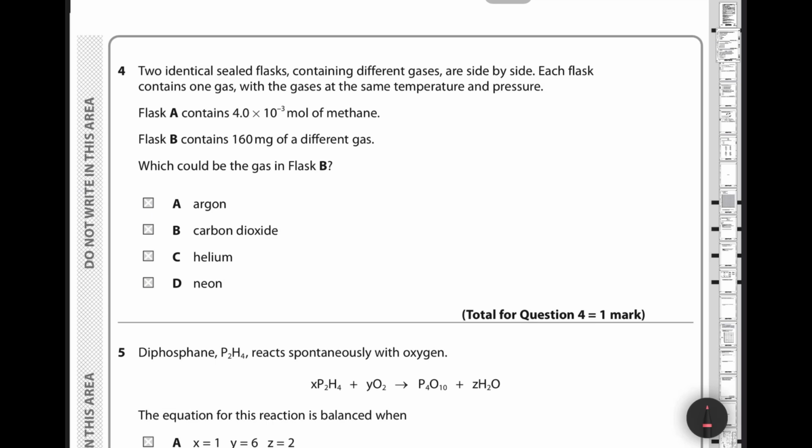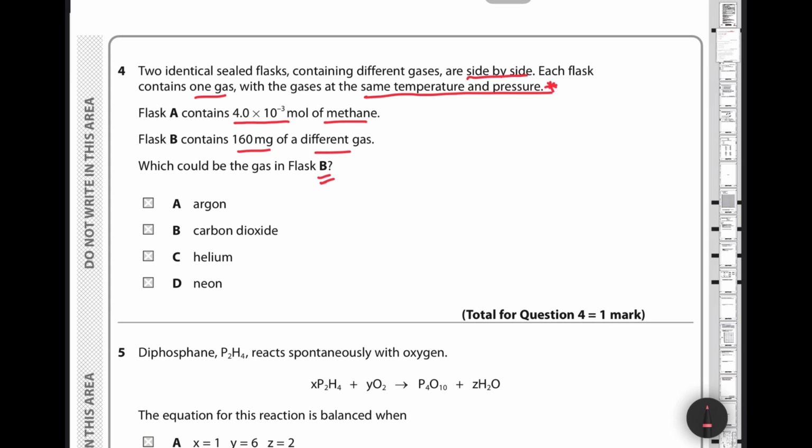So question number 4 is kind of a nice question. It says two identical sealed flasks containing different gases are side by side. Each flask contains one gas with the same temperature and pressure. This point needs to be noted. Same temperature and pressure. Flask A contains these many moles of methane. Flask B contains 160 milligram of a different gas. So you have to identify the gas in flask B, right?